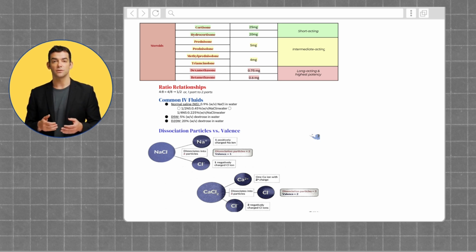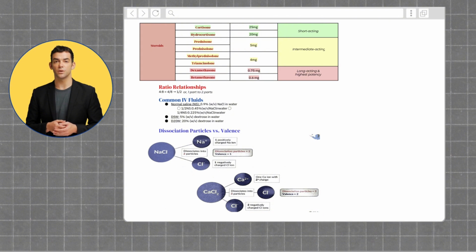D5W, which stands for dextrose, 5% in water. What is it? A solution of 5% dextrose, aka sugar, in water. Why use it? Provides energy, calories, and hydration. It starts as isotonic, but acts hypotonic in the body because your cells absorb the sugar. Think of it like sugar water for quick energy and hydration.